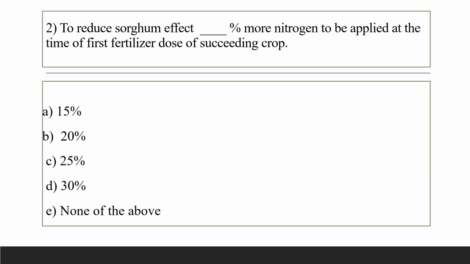To reduce sorghum effect, dash percentage more nitrogen is to be applied at the time of the first fertilizer dose of the succeeding crop. Sorghum has a wide carbon-nitrogen ratio, so it takes a longer time to decompose and also leads to a lack of nitrogen for the succeeding crop. To reduce the sorghum effect, 25% more nitrogen is to be applied. So the answer is option C.